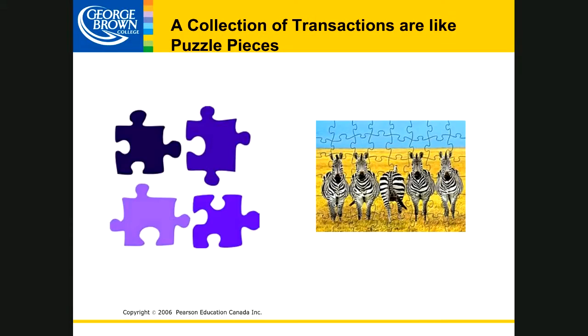A collection of transactions are like puzzle pieces, right? On the left-hand side of the screen here, you have 4 puzzle pieces. Individually, they don't really paint a financial picture of what's going on in an organization. However, if you have enough transactions, you can put them together to create a picture like the right-hand side of the screen. So once we take all of our transactions and put them together through the accounting process, we'll have a better picture of how the business or organization is doing financially by looking at different financial statements.